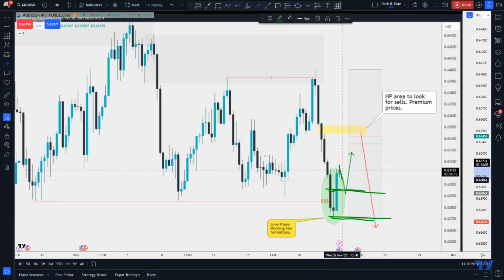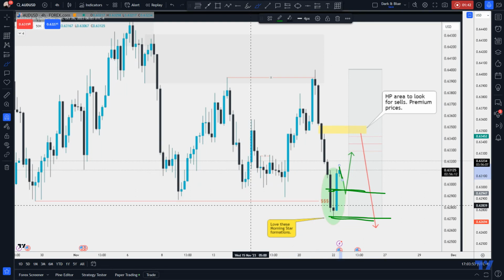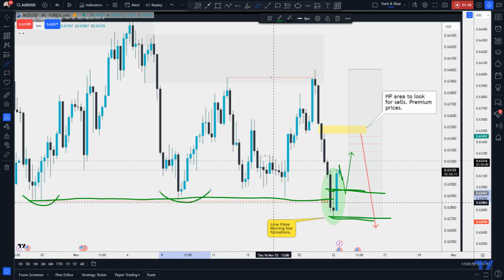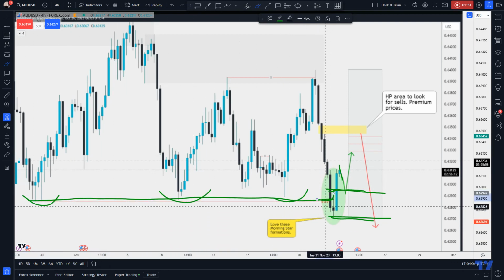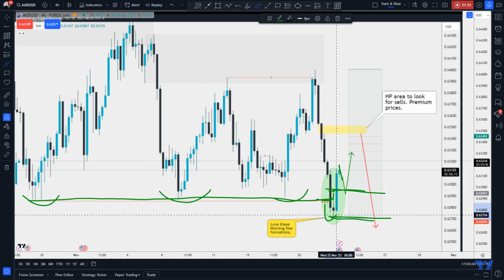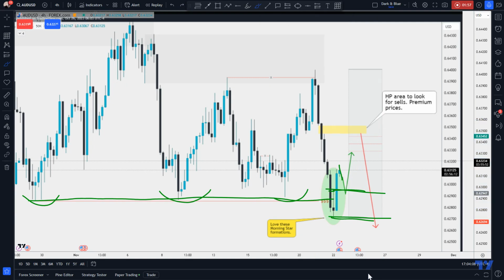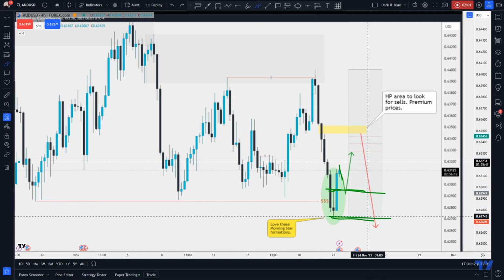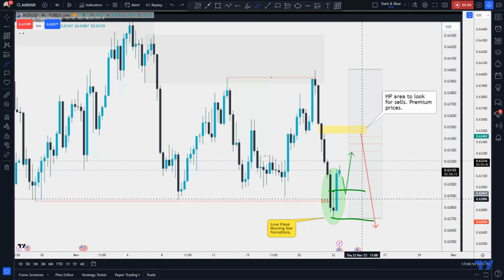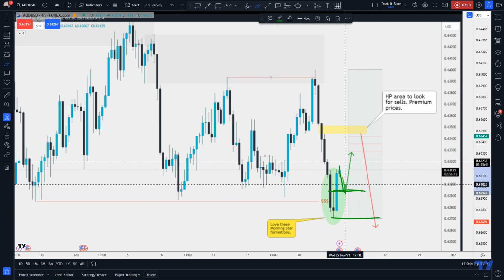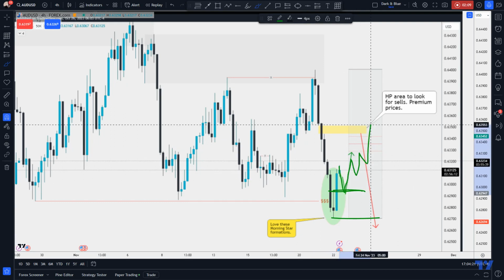I think it makes sense that price, after raiding the sell side liquidity of these lows, right? You would think price has enough fuel to start making a move up. And that's exactly what it is doing. That's exactly what I thought it would do, and it makes sense that it's doing that. So it mitigates the bullish order block here, and then starts making its way up.